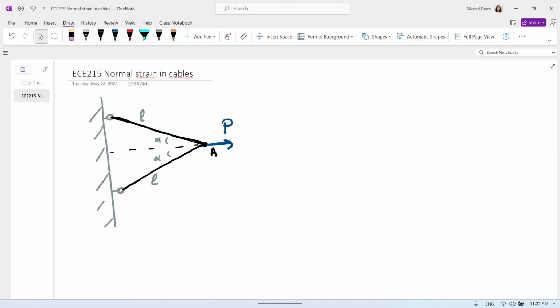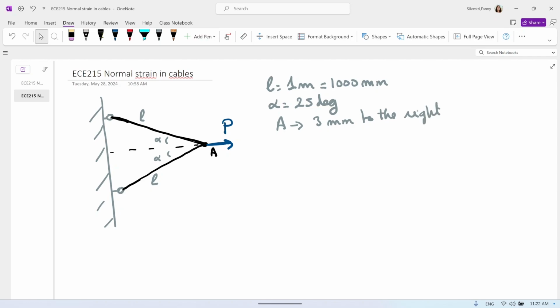So what we know is that the cables were 1 meter long, both of them, so 1000 millimeters. We know that the angle alpha on both sides, which is symmetrical, is 25 degrees. And we know that the point A will go 3 millimeters to the right when the force P is applied. And the question is, what is epsilon in each cable?